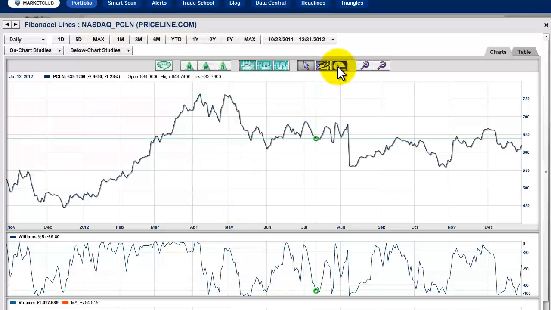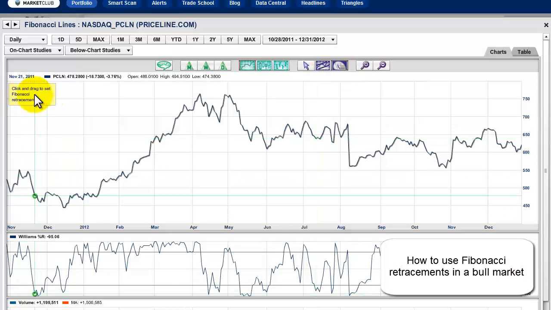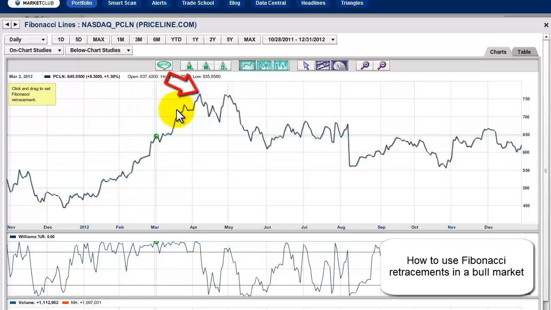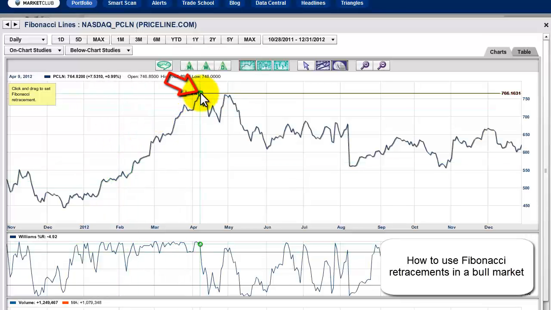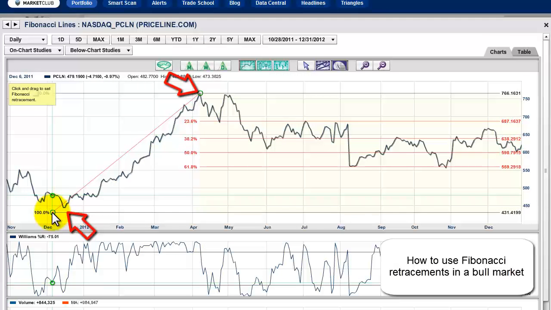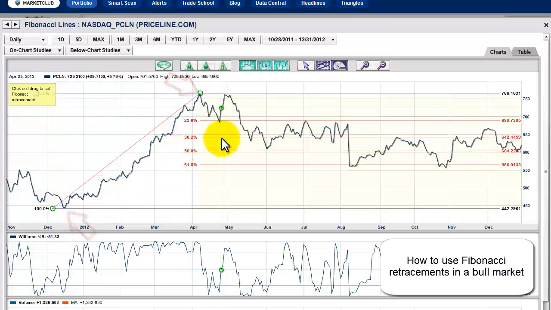First things first, go up to the Fibonacci tool right here, click it once. It shows you a little yellow box right here, it tells you the tool is live. Then you go to the highest point on the chart, which is right here. Click once, and you see the tool becomes alive. Then hold the mouse and drag it down to the lows. That's just about perfect.